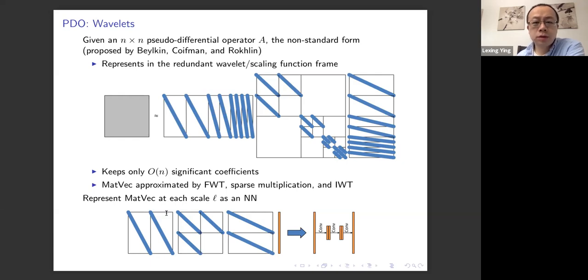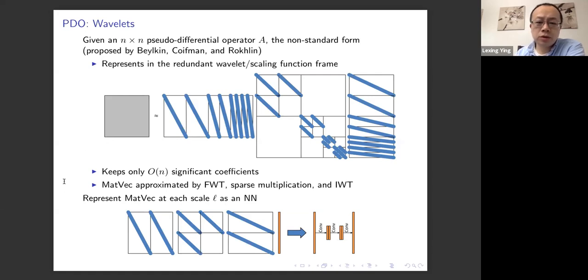Okay, so essentially, it's trying to take a pseudo differential operator A, and we're trying to represent it in the so-called non-standard form. The non-standard refers to the fact that we're going to have a sparse form of the matrix, not just in terms of the wavelet coefficients, but in terms of both the wavelet coefficients and also the scaling function coefficients at all scales.